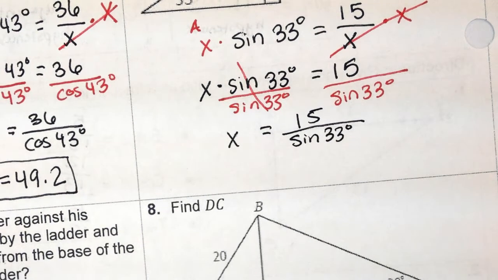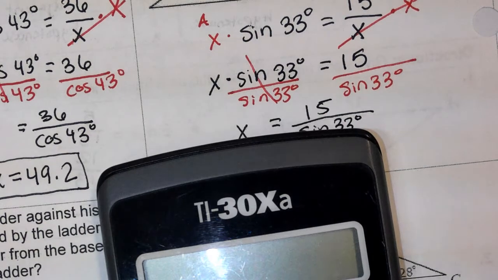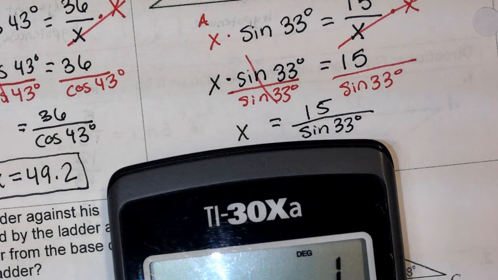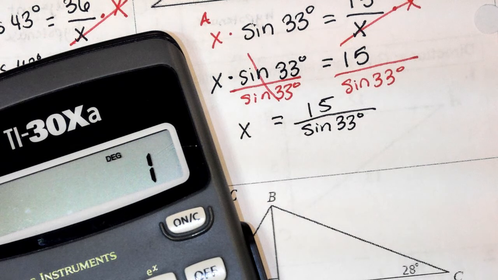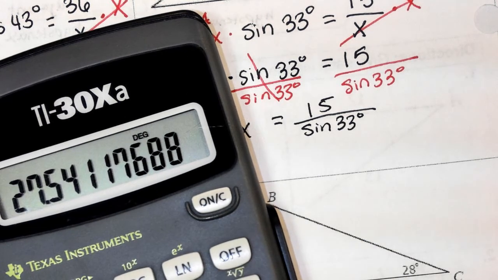Alright. I'm ready to put in the calculator. 15 divided by 33 sine equals 27.5.